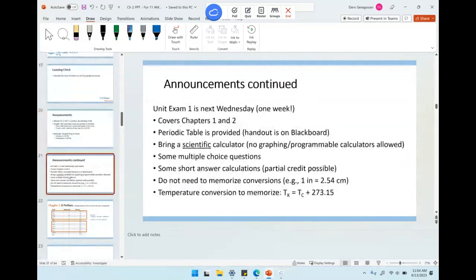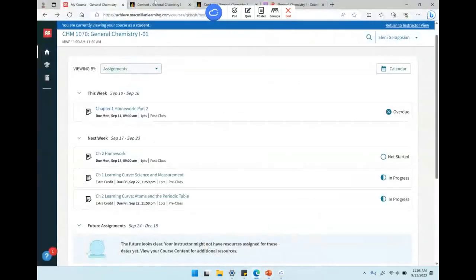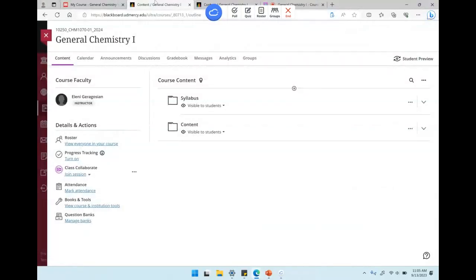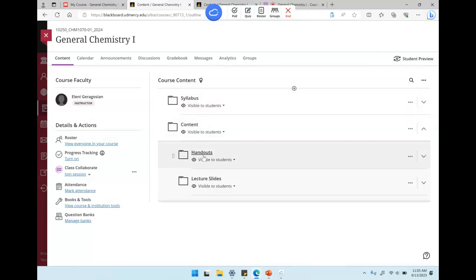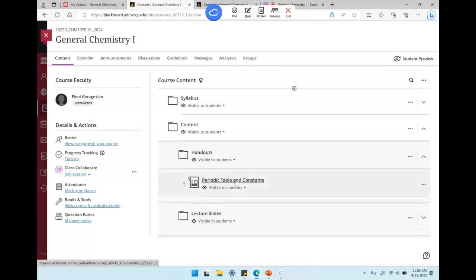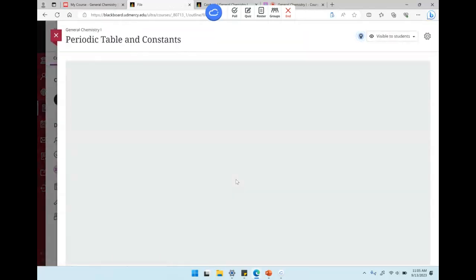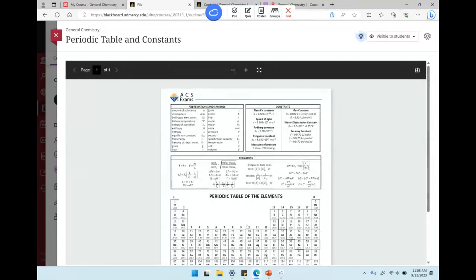Okay, more announcements about the exam. So next Wednesday, we have our Unit Exam 1, Chapters 1 and 2. You will be provided a periodic table with some equations and symbols. This is on Blackboard, so you can access it now so you know what it looks like. If you go to our Blackboard site, content, handouts, periodic table and constants. This is what you'll be given.